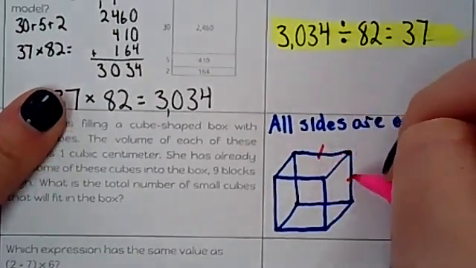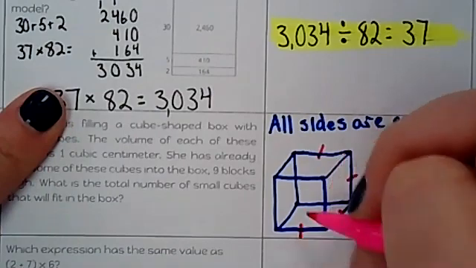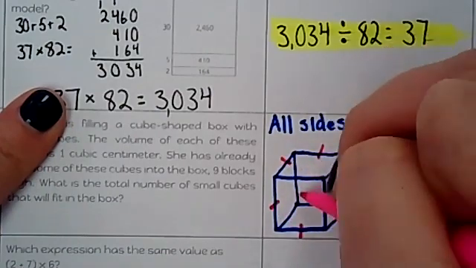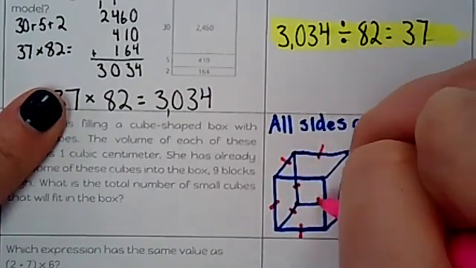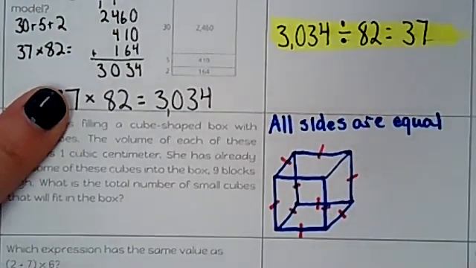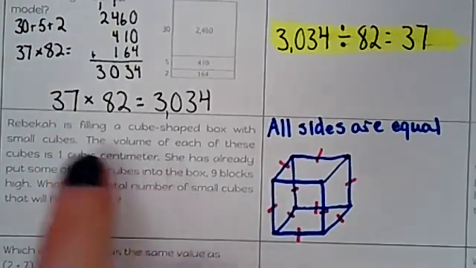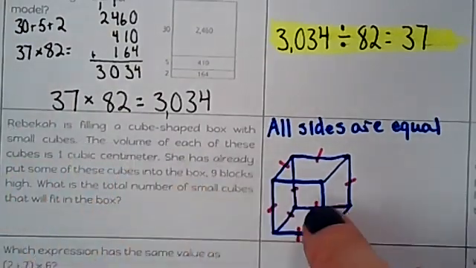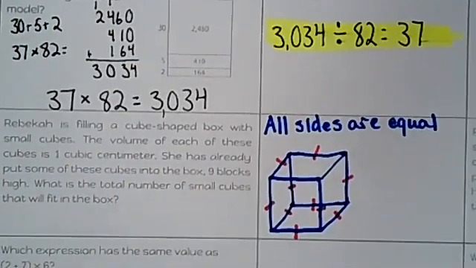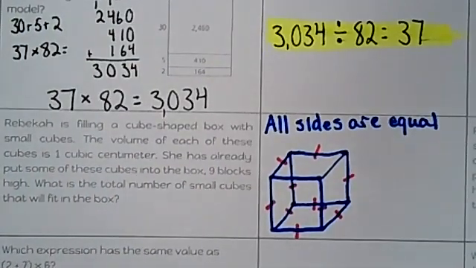This side is equal to this side, is equal to this side, and so on. They're all exactly the same. Okay? So it says Rebecca is filling a cube-shaped box, okay, we've got that part, with small cubes. The volume of each of these cubes is 1 cubic centimeter. She's already put some cubes into the box 9 blocks high.